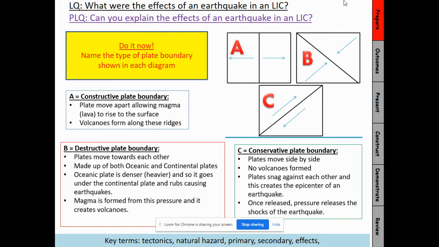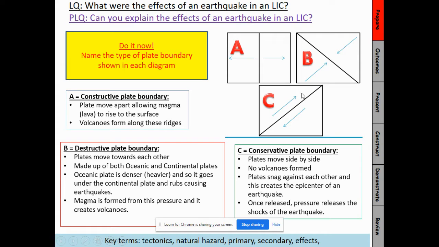And then C, so this image here, this type of plate boundary is called a conservative plate boundary. The word conservative means something stays the same, you're conserving it. So in this boundary, the plates move side by side. I did mention this one in the previous lesson because this is actually where the example of the New Zealand earthquake happened.